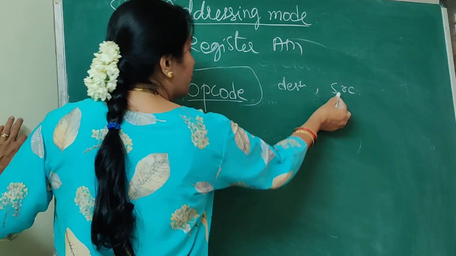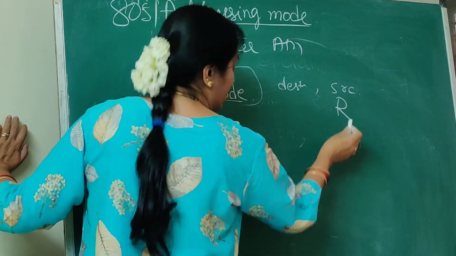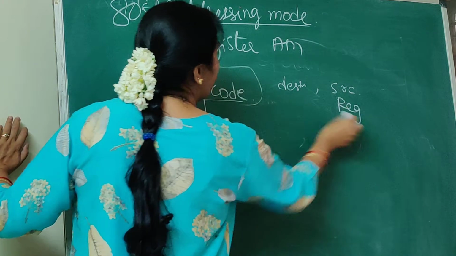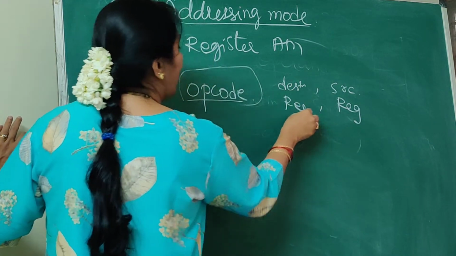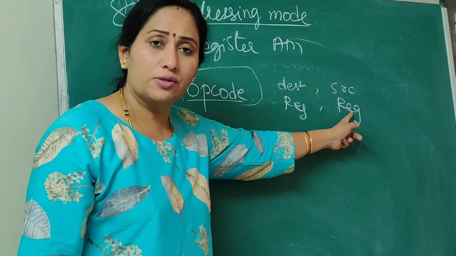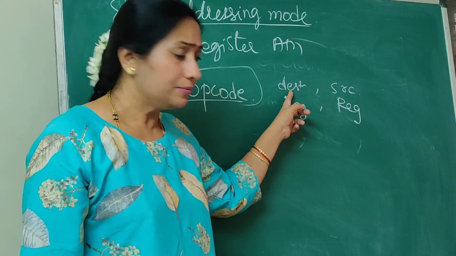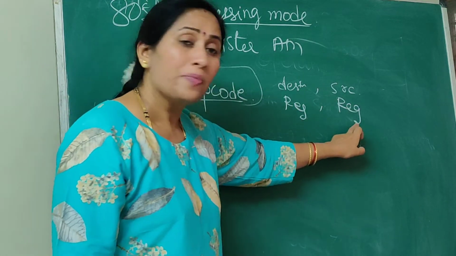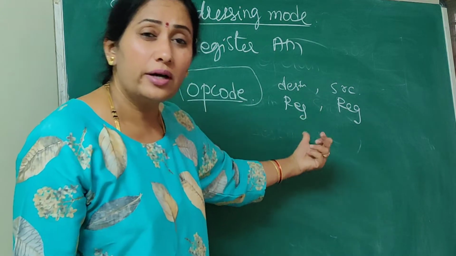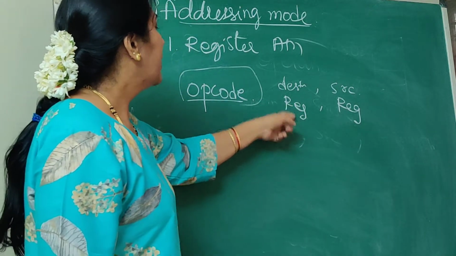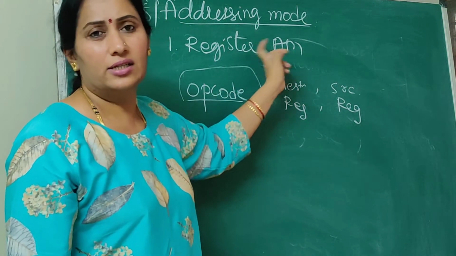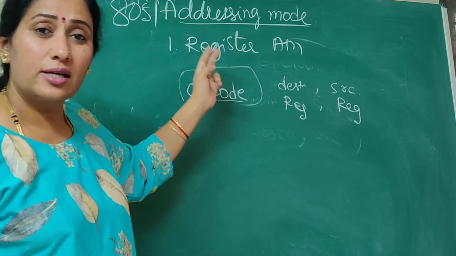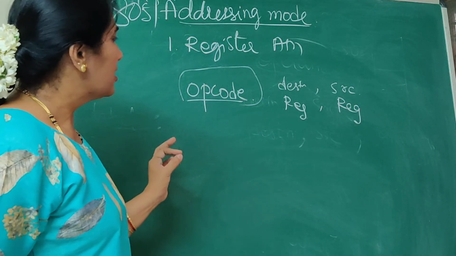Now, in the place of the source, you're going to use the working registers. So here, this is going to be a register, and in the destination place also, you're going to have a register. If the source is also a register and the destination is also a register, then I'm going to call that type of addressing mode the register addressing mode. If there are registers on both sides, what type of addressing mode is it? It is the register addressing mode. Now this is the easiest way.